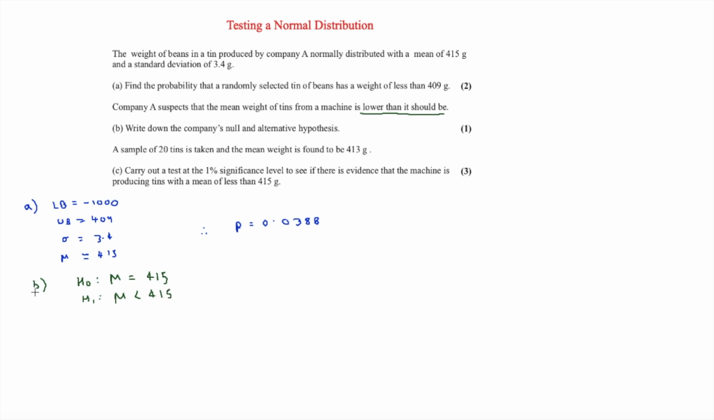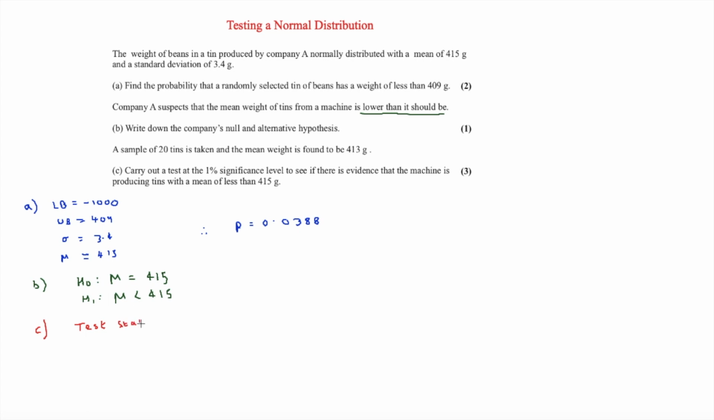Finally, in part C, it says a sample of 20 tins is taken and the mean weight is found to be 413 grams. We carry out the test at the 1% significance level to see if there is evidence that the machine is producing tins with a mean of less than 415 grams. For this, we have to work out both the test statistic and the critical value. If the test statistic is smaller in size than the critical value, then we accept the null hypothesis.